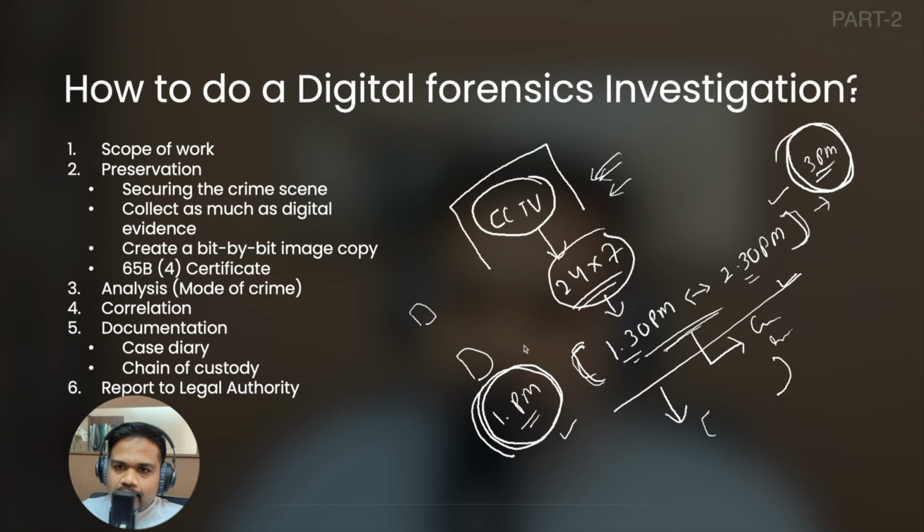So what is happening here, the 65B Act is telling that it should be continuously feeding to that electronic system, and if you want to take out that evidence, you can take it out on a pen drive or any CD or DVD or whatsoever, but it has to be continuously feeding. Okay, and who is the owner of this device? He has to sign it.